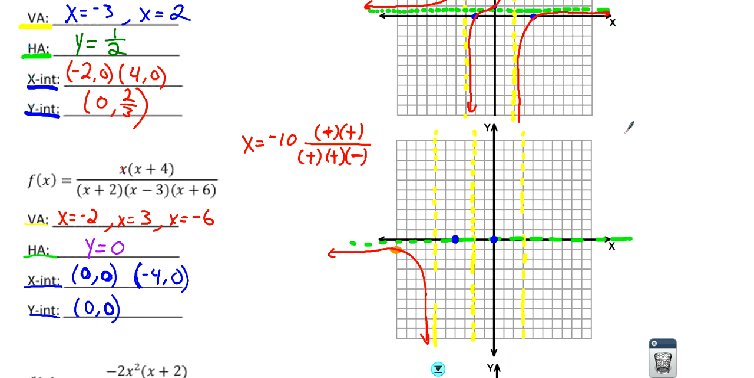I'm going to do the same thing over here on the right side. I'm going to plug in 10 into my factors. I get positive, positive on top, then positive, positive, and positive on the bottom, which means at 10 I'm on the positive side, which tells me that my curve is on the positive side.